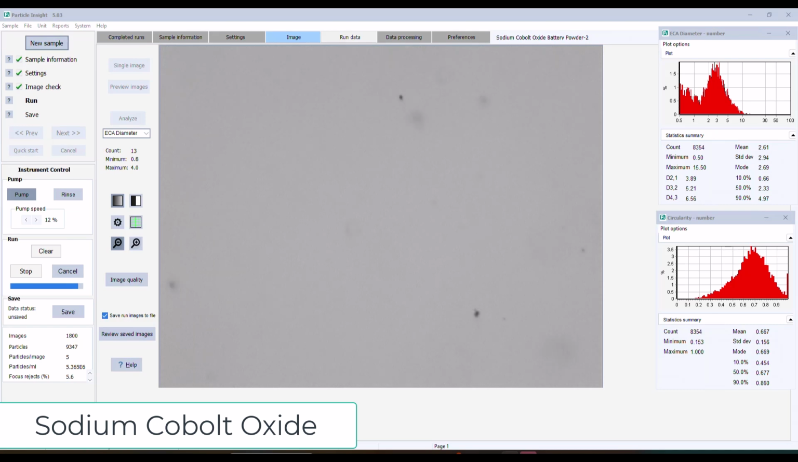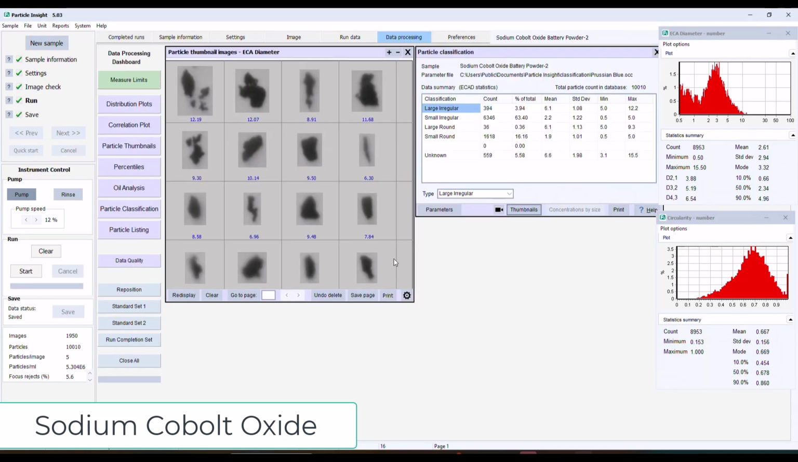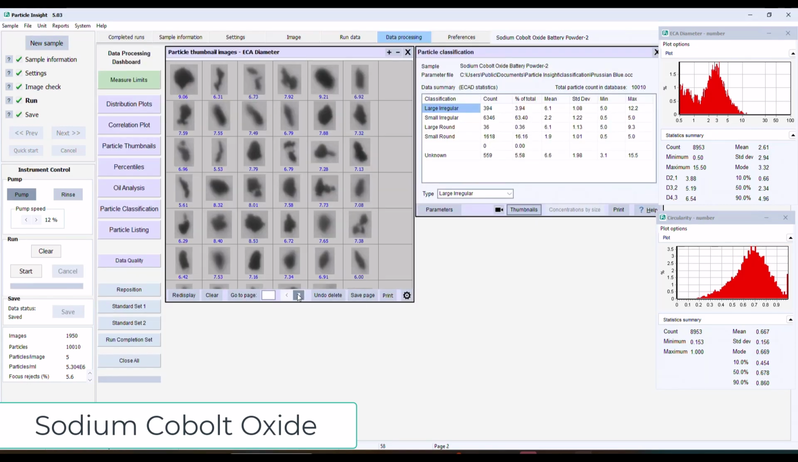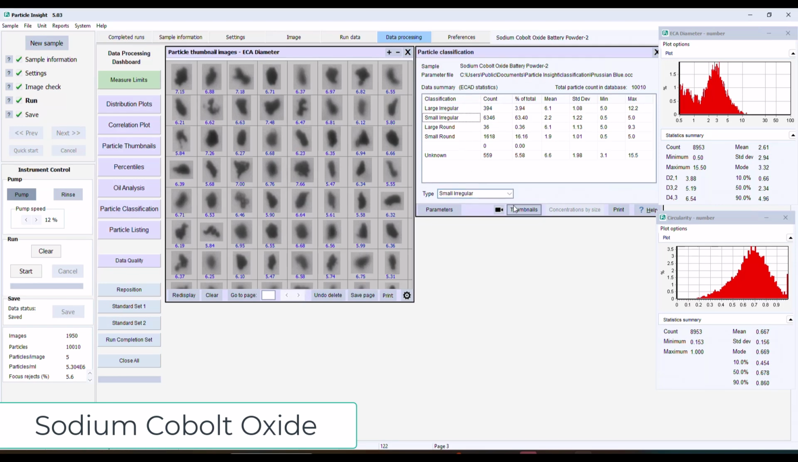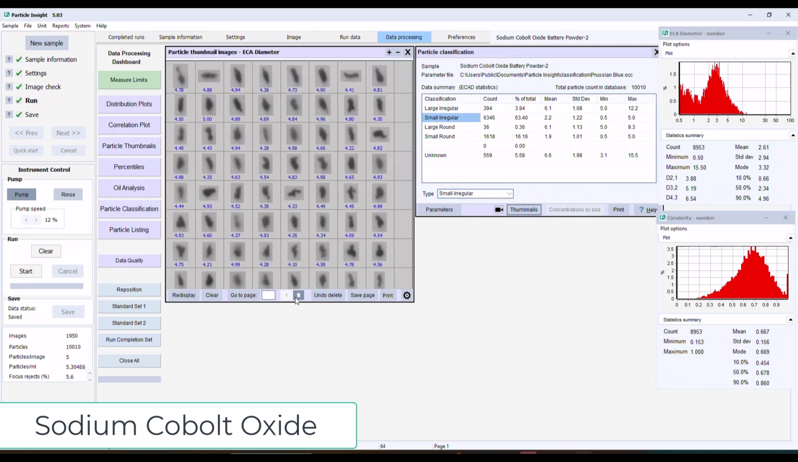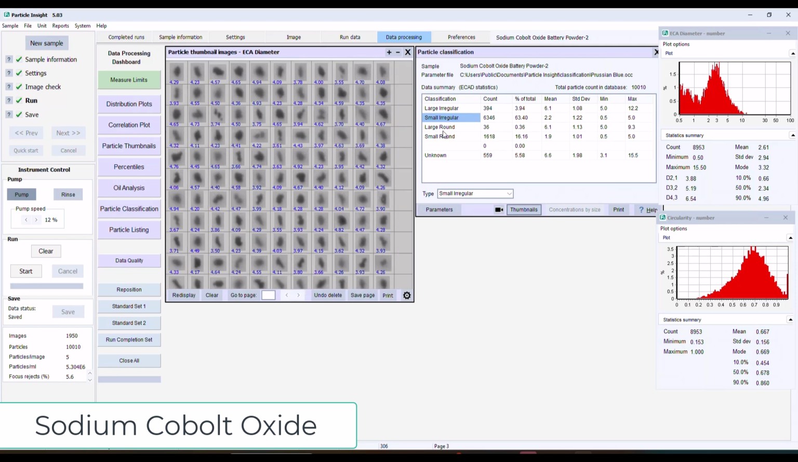Now we're running the sodium cobalt oxide sample, and when we look at the results, we see a little bit more presence of stick-like particles. At the end of the analysis of all four samples, we're going to do a comparison. But again, here we go through the different comparisons and look at the classifications of the different particles. Definitely, when you look at some of the irregular particles, they are more stick-like.